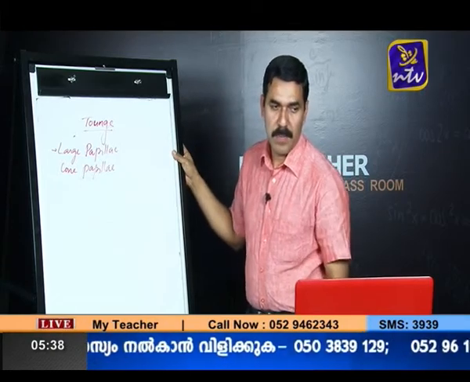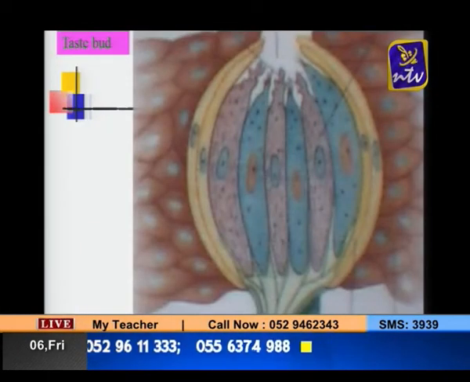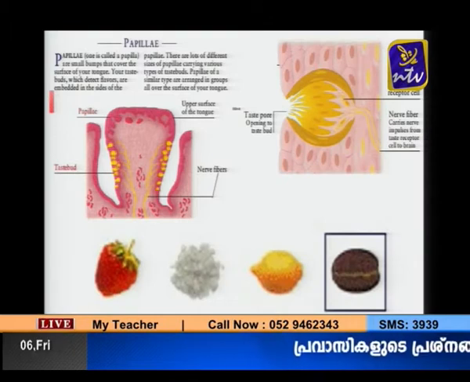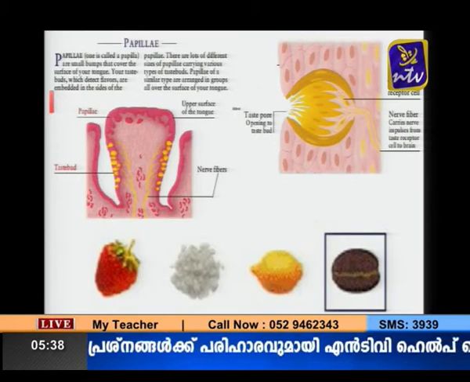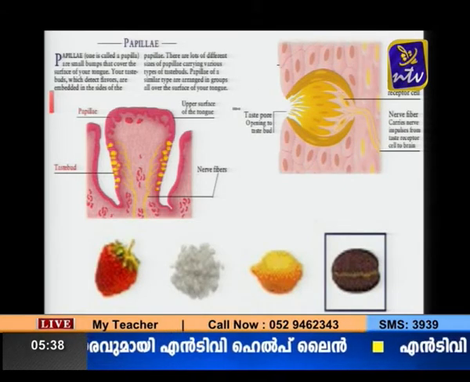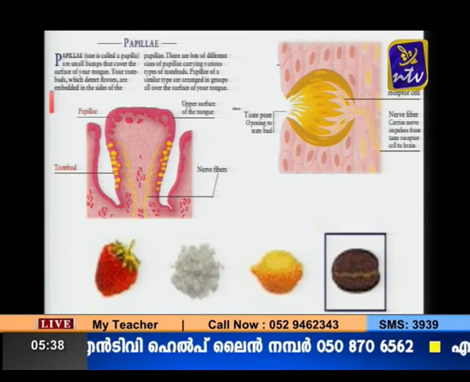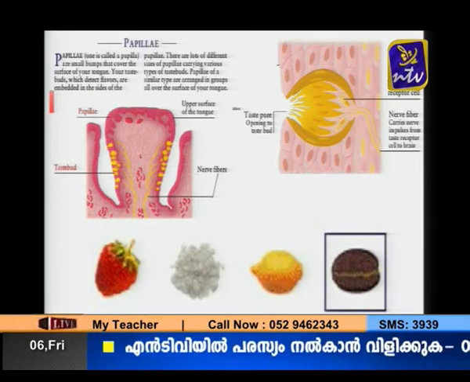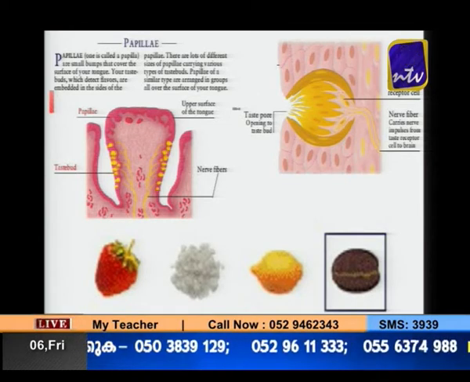Now let us see. These are the taste buds. These taste buds are placed in a small hole in the papilla. You can see in the next picture the correct position of the taste buds. Papillae are small bumps that cover the surface of your tongue. The taste buds are embedded on either side of the papilla. You can see the taste buds in yellow color. So the taste buds are embedded in the sides of the papilla.